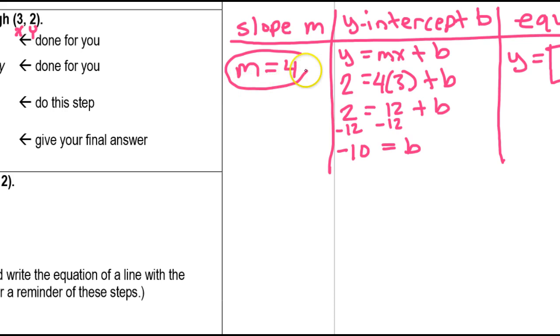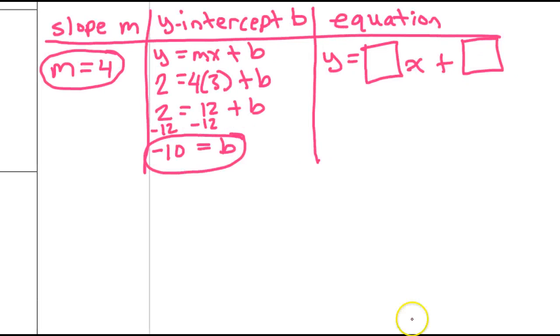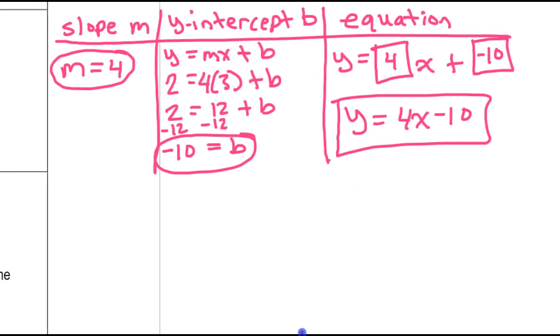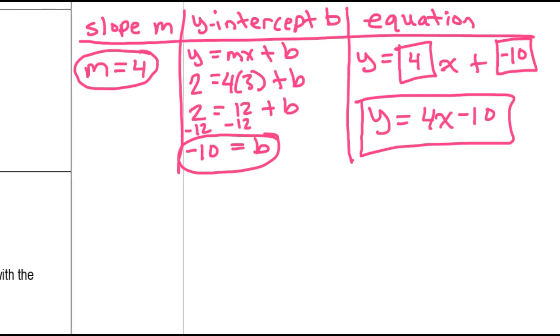So we were given the slope, and now we have the y-intercept. Those two things can just get filled in here and here. So the slope is 4, and the y-intercept is negative 10. So the final answer is going to be y equals 4x minus 10. Notice that we do not write plus negative 10. We just put minus 10. So that's the answer to number 1. I call this the chart method, and I recommend that you use it.